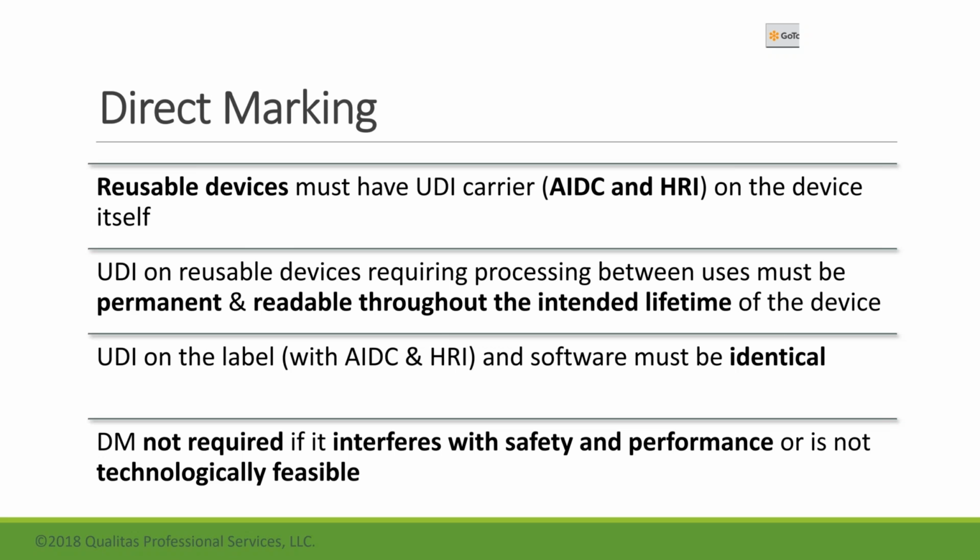So a device, for example a K-wire, while it's single use, it may not be used in a case, so you're going to process it again for the next case. You're not going to put a UDI on that because that's going to interfere with the safety and performance of the K-wire or the pin. There are many devices out there that this applies to. And it's just important that you document that.